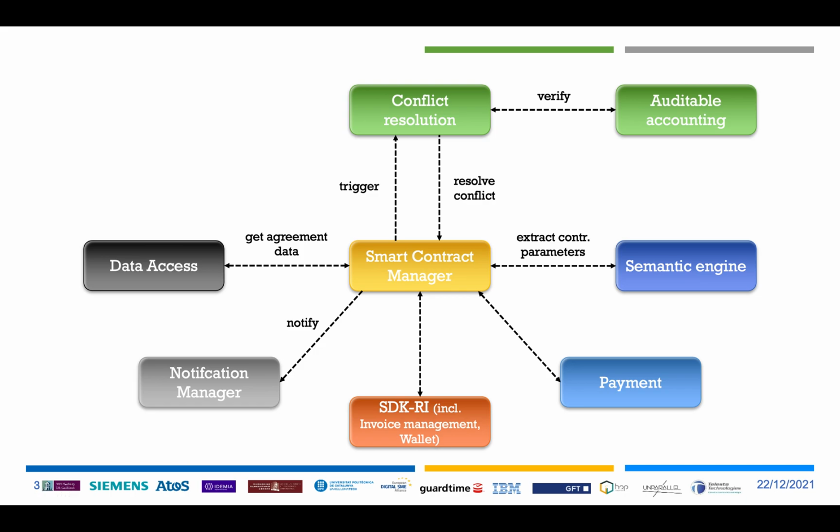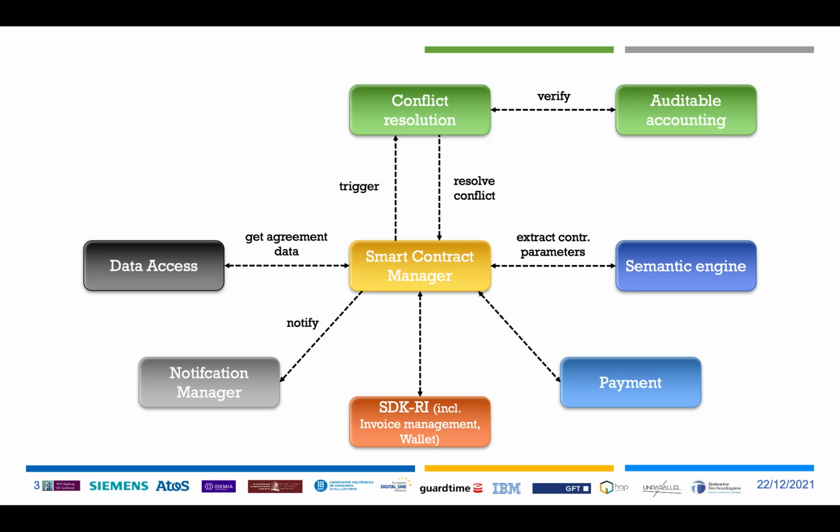So for example, the Smart Contract Manager triggers the conflict resolution in case of violations. The conflict resolution component then verifies the non-reproducible proofs and resolves the conflict in favor of the data consumer or the data provider. The Smart Contract Manager also extracts the contractual parameters using the semantic engine. We have a direct link to the payment. We also use the notification manager to notify provider and consumer about possible updates on their agreement. And also the data access is using the Smart Contract Manager to retrieve the agreement data.